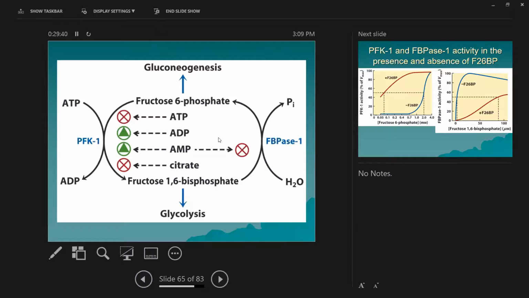Am I reading it correctly that the opposite, like after fructose 1,6-bisphosphate, is that what that means? I'm just confused about the diagram. No, this is the reaction here that's catalyzed by this enzyme. This is a reaction here that's catalyzed by this enzyme. These are the things that regulate these two reactions. This means it activates it. That means it inhibits it.